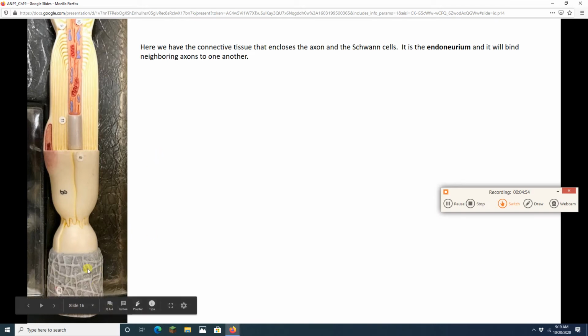Here, I have the connective tissue that surrounds an axon and its Schwann cells. It's called the endoneurium. It's basically loose connective tissue, and it is going to bind one axon to another. Axons are bundled together to create nerves. The endoneurium plays a big role in doing that.